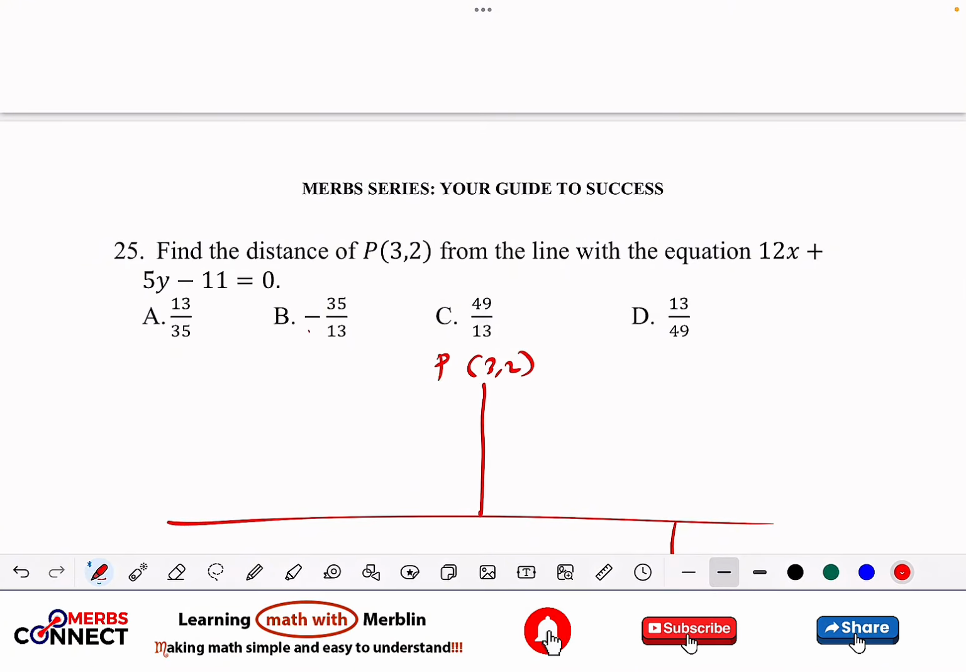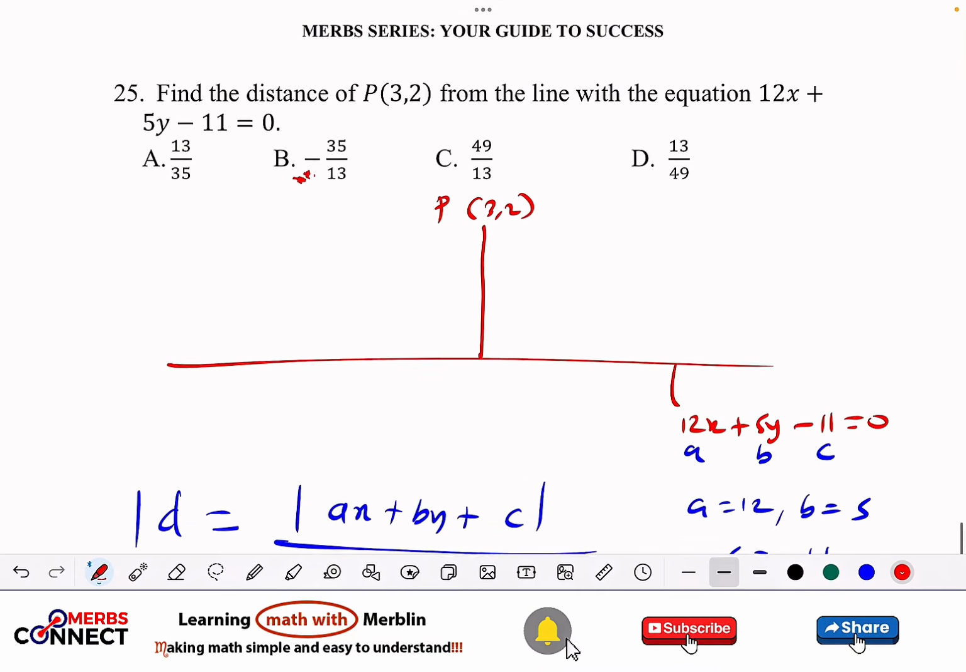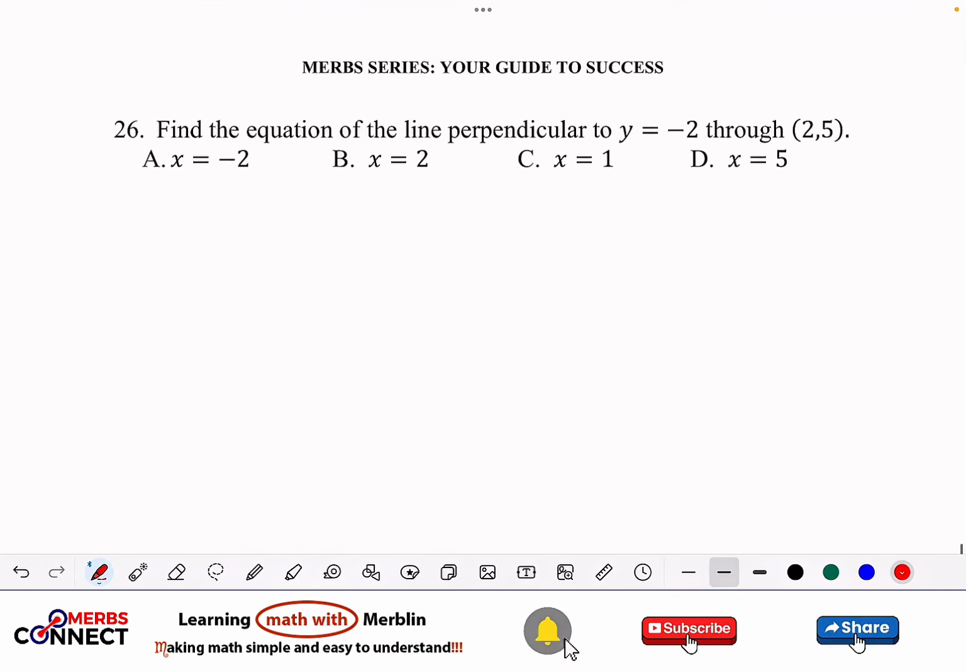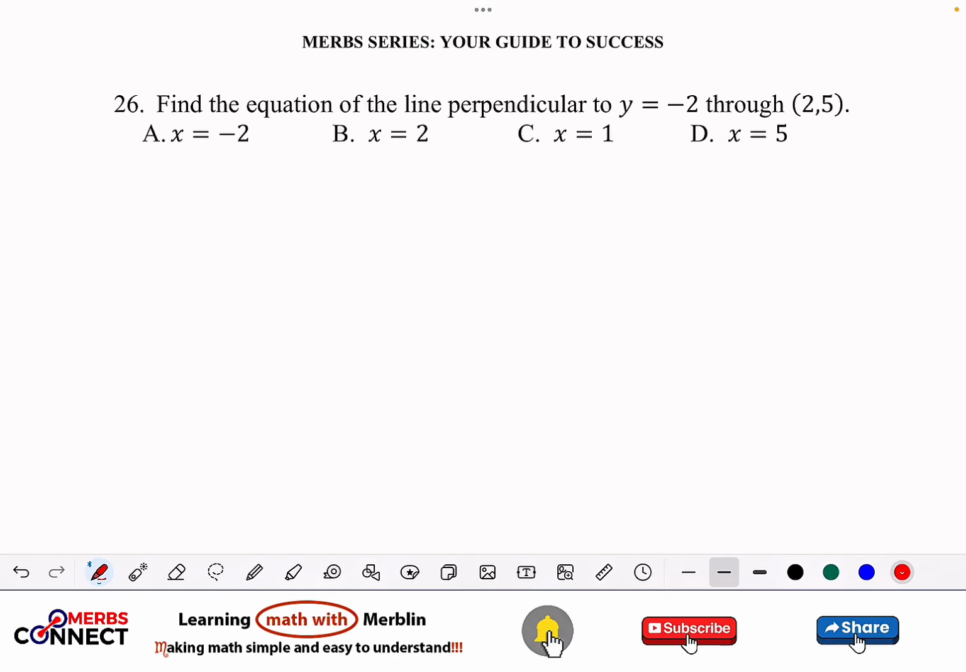Okay, so this one, there was a minus there because we cannot pick. So this, there is no option from there. Let's look at 26, and we'll look at 27, and then we are done. Find the equation of the perpendicular line to this. Okay, I love this question.